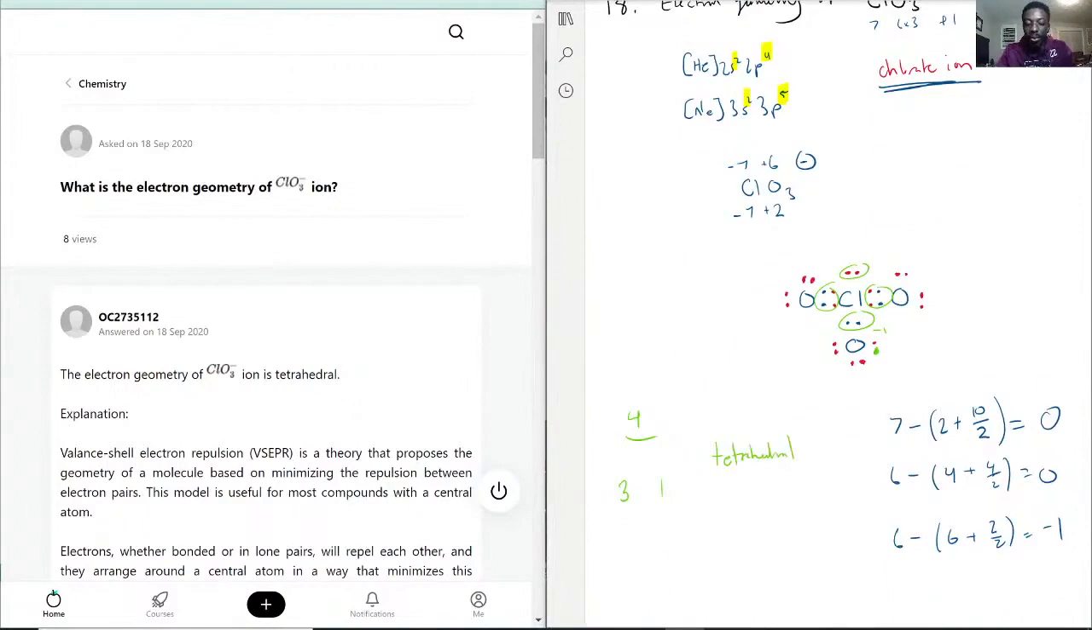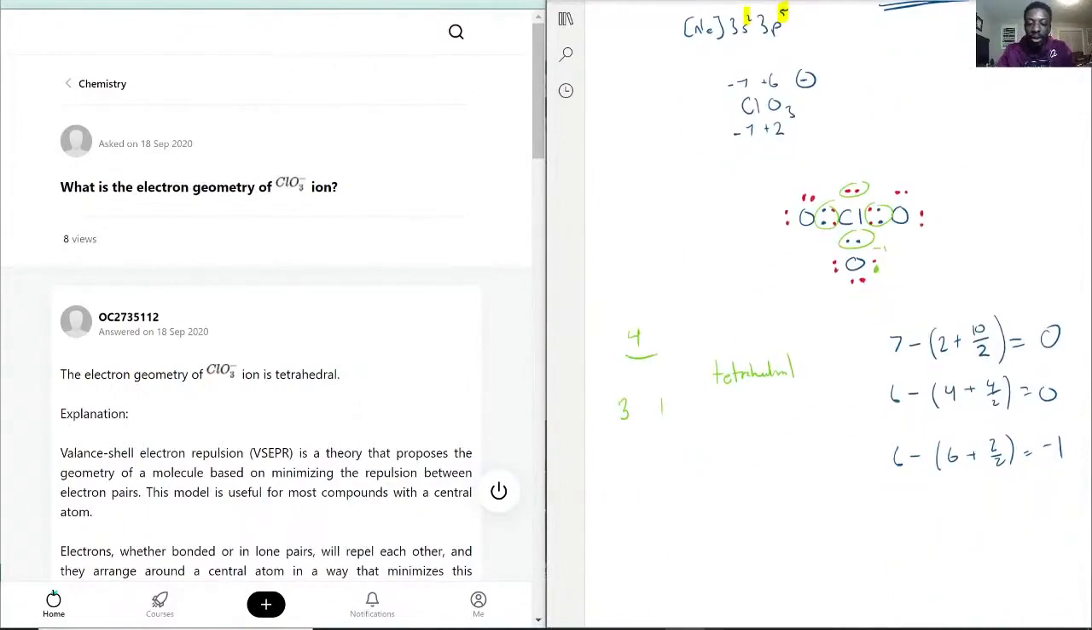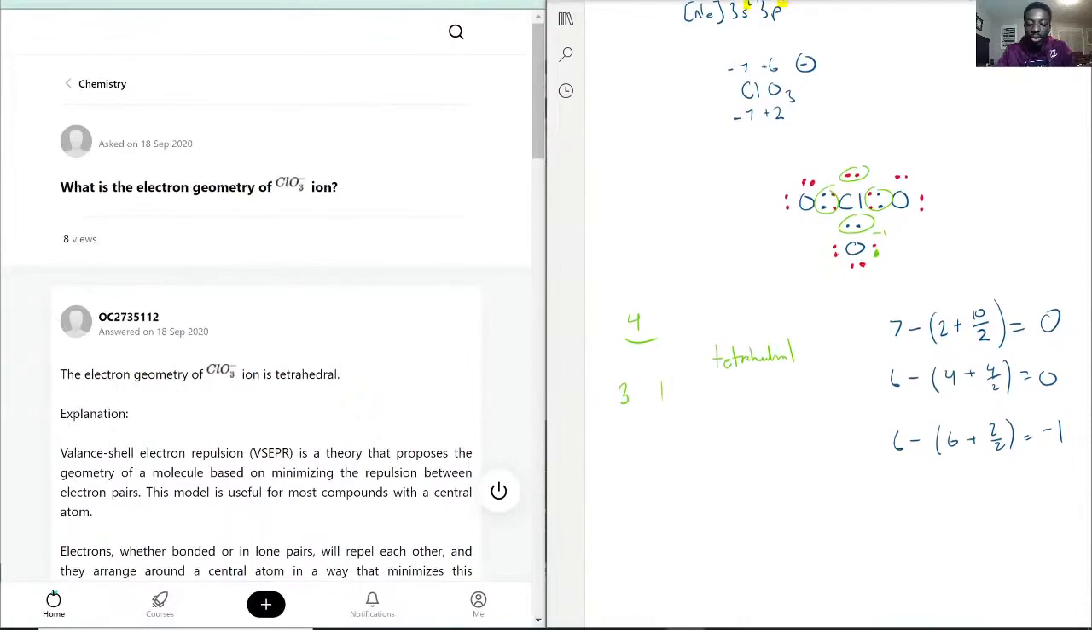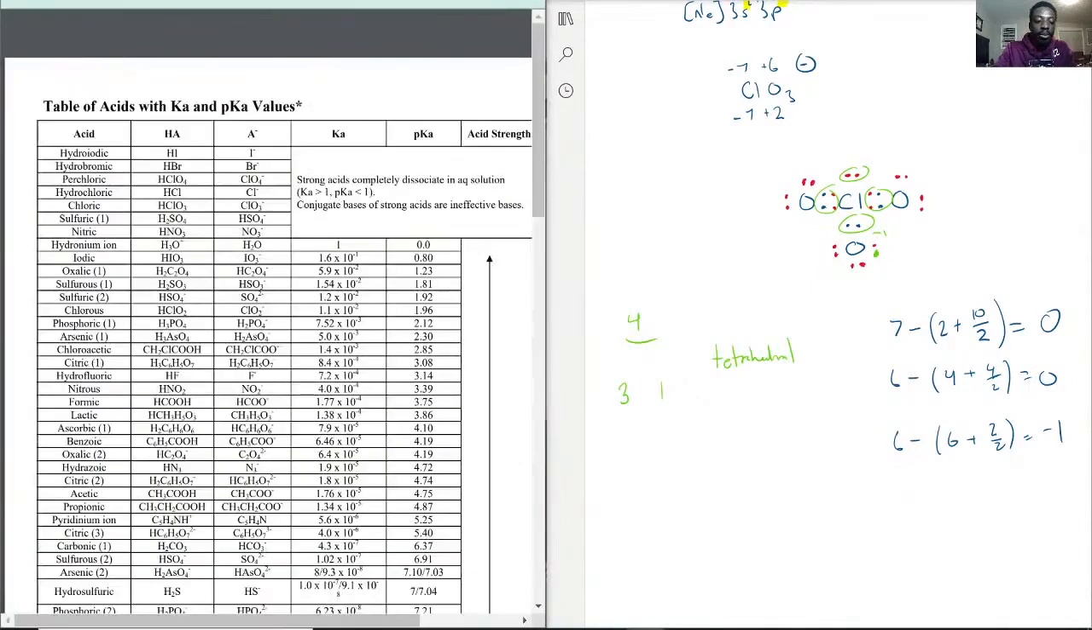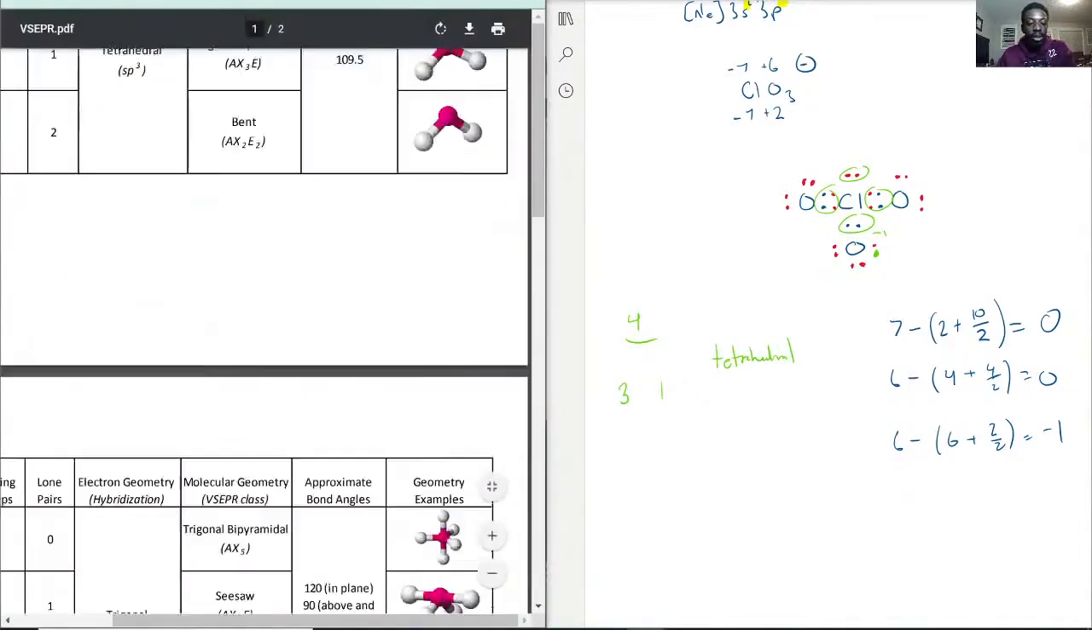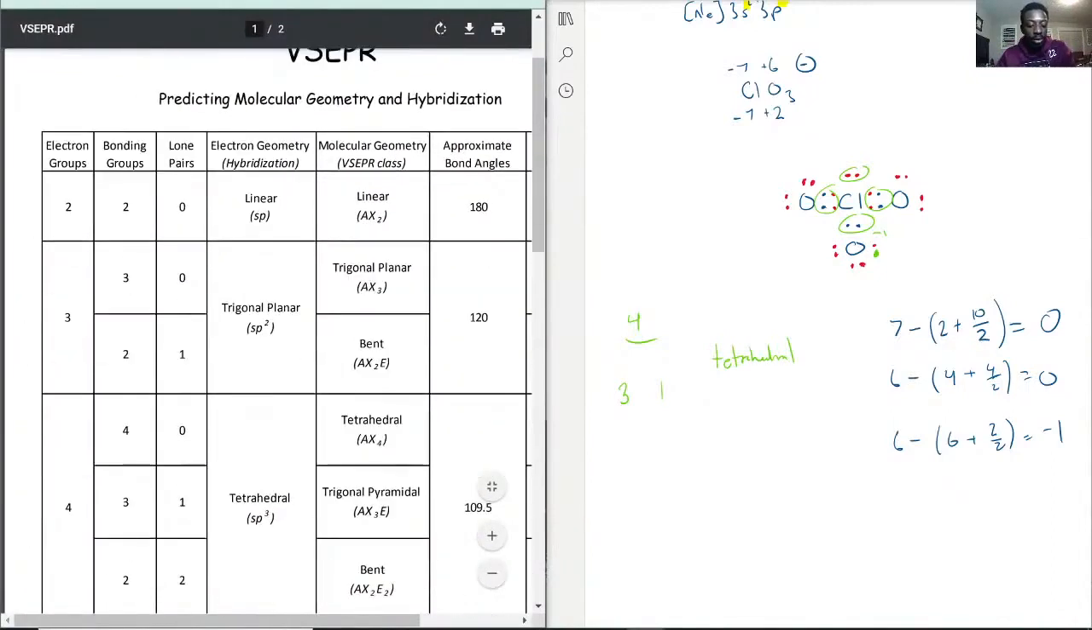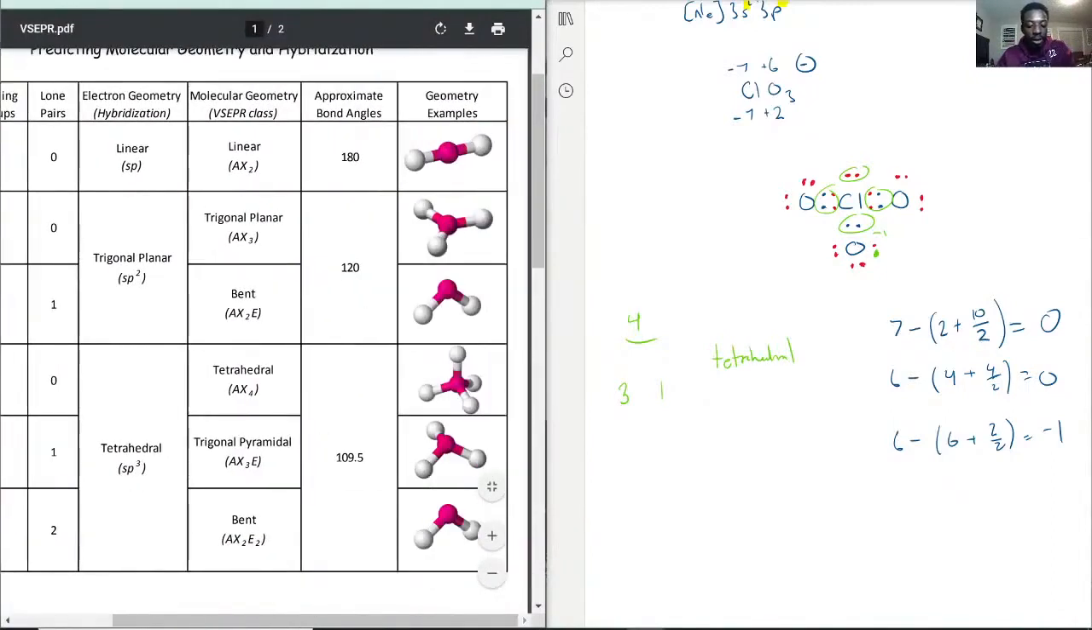And when you have 3 and 1, you actually get, if I remember correctly, not trigonal pyramidal, I'm going to look it up here. VSEPR theory, it's going to be trigonal pyramidal. There we go. Yep. This is what it's gonna look like here. Trigonal pyramidal. So it's gonna look something like this. It's gonna form a pyramid like that.